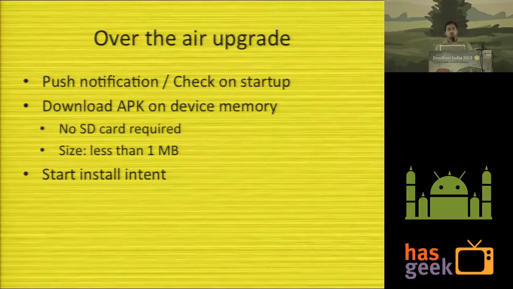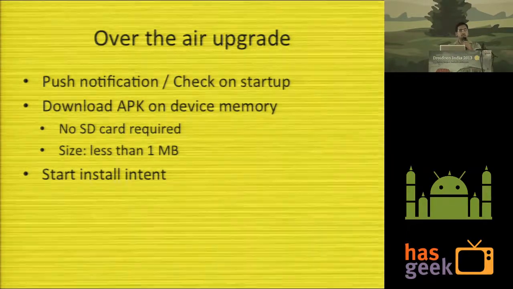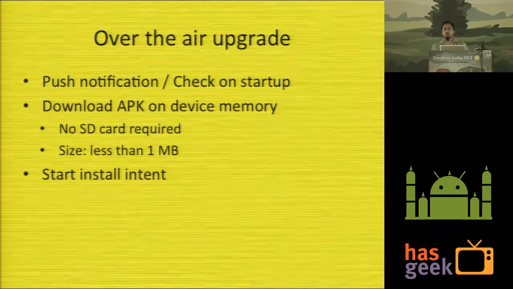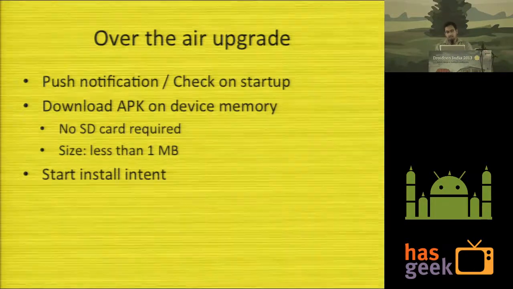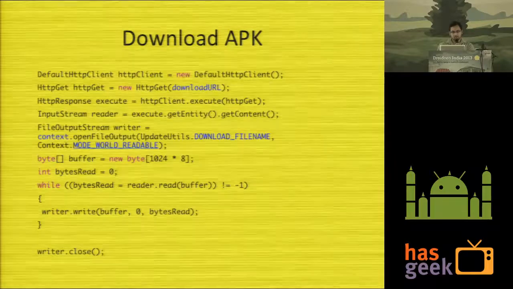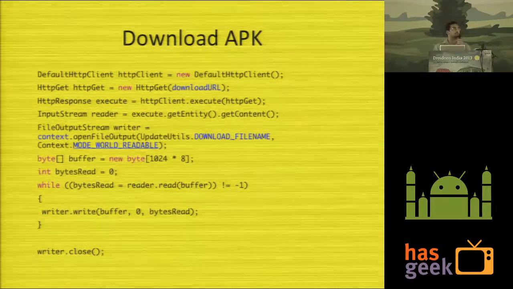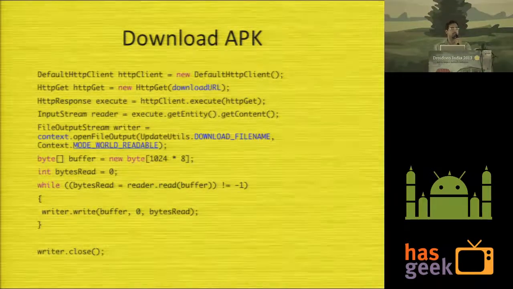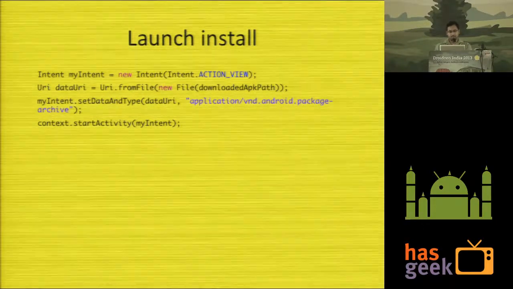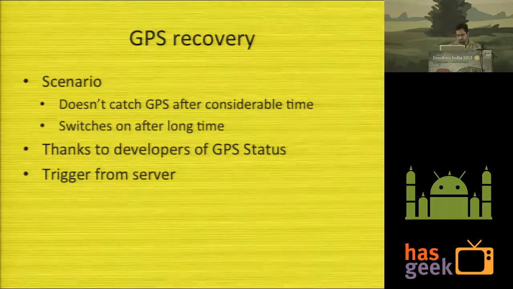And in our case, we download the APK into the device memory. As we do not have SD cards, we download it in the device memory. And once the download is complete, we just launch the start intent for this. So I have a code snippet for it. I'll just show you. And this is the download part. And this slide is on SlideShare, so you can refer to it later as well. And this is the launch install part, intent firing. And a couple of integrity checks as well.